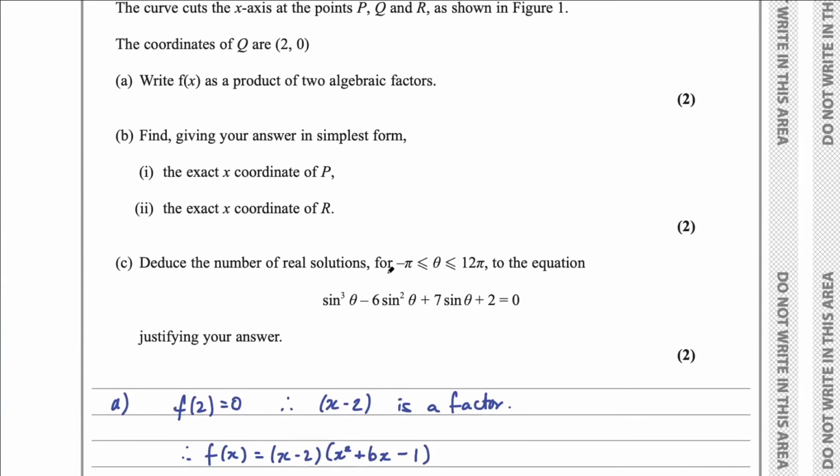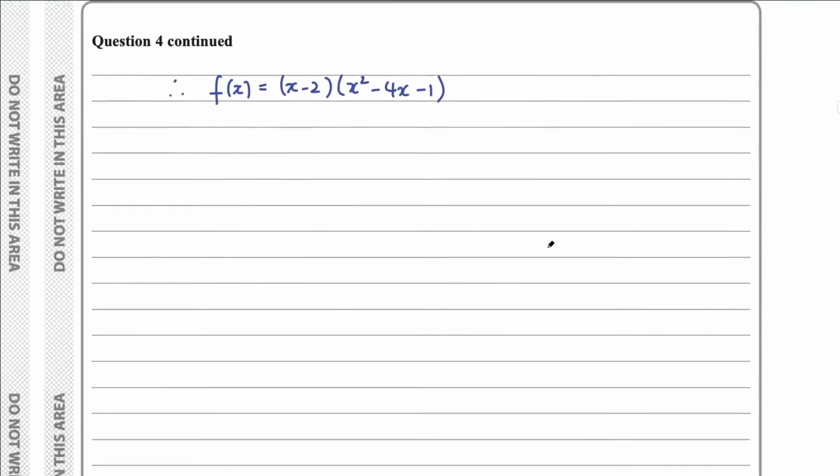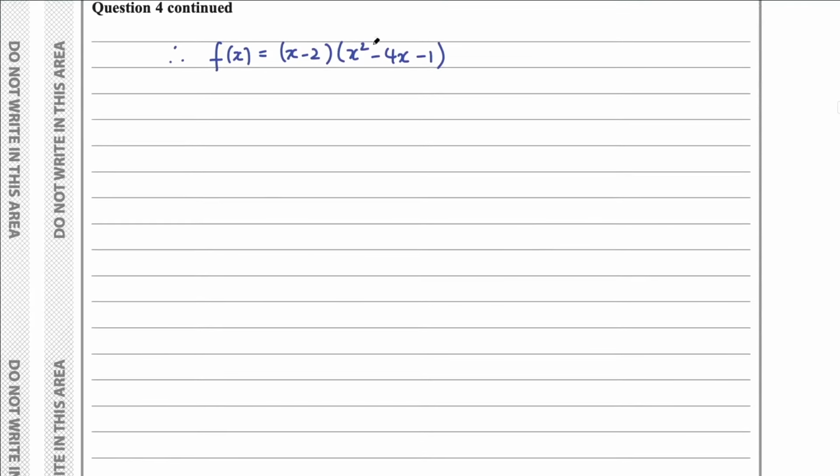Part B says find, giving your answer in simplest form, the exact x-coordinate of P and the exact x-coordinate of R. So the other solutions to this curve will be when we let this quadratic equal 0 and find its roots. That will give us the other roots of the cubic, or in other words, the values of P and R. So for part B, let x squared take 4x take 1 equal 0.